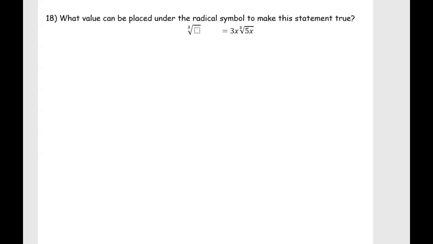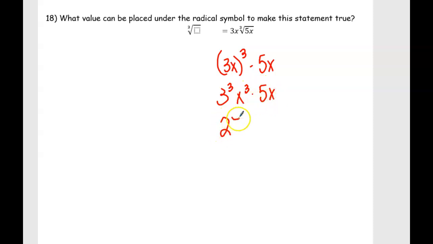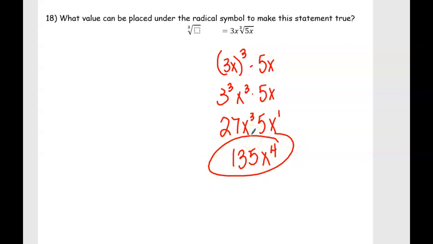All right, here our index is 3. So we're taking what's on the outside, which is 3x, and we're cubing it, and then we're multiplying it by 5x. Okay, so we're going to cube that. So 3 is going to be cubed, x is going to be cubed, and that's multiplied by 5x. So we end up with 27x cubed times 5x. So our final answer would be 27 times 5 is 135, and our x would be to the 4th power, because our rule is when you have the same base and you're multiplying, you add the exponents.